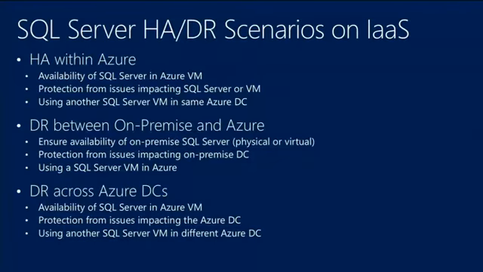Here what we want to do is have one or more replicas of SQL Server running within the same Windows Azure data center, so that in case the primary SQL Server goes down for some reason, you have other replicas that you can use to continue running your workloads. The second scenario is disaster recovery for your on-premise workloads using Windows Azure.